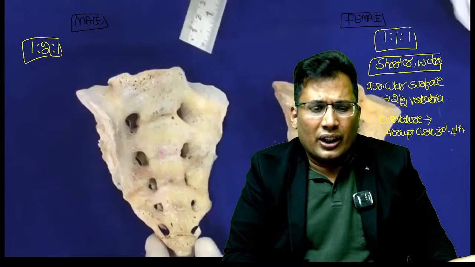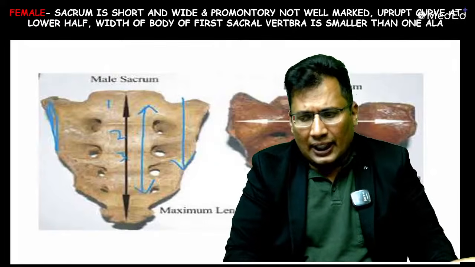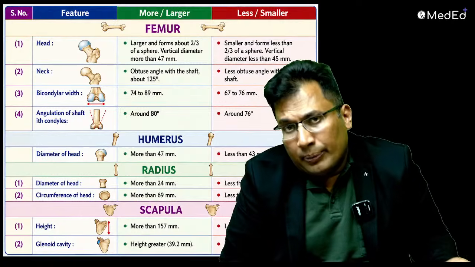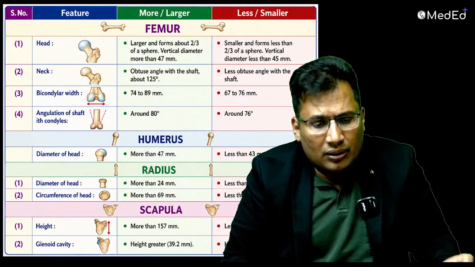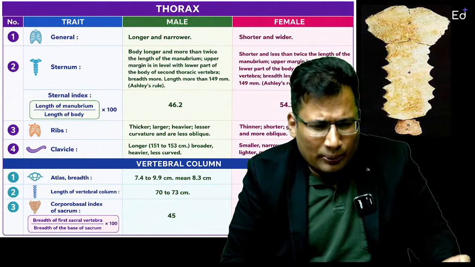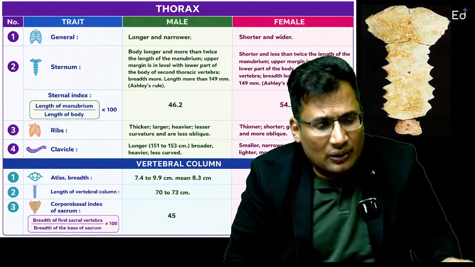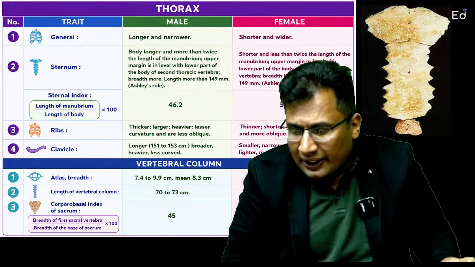Then sacrum, you can just go through the difference between male and female sacrum, and male and female femur. Radius and scapula are not very commonly asked. Sometimes a question can be asked about the sternal index also. Then the carpobasal index and the sacrum.